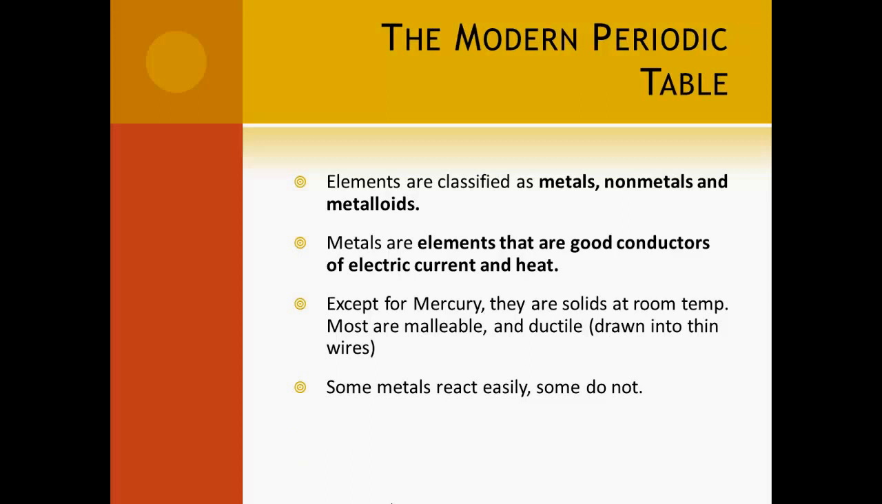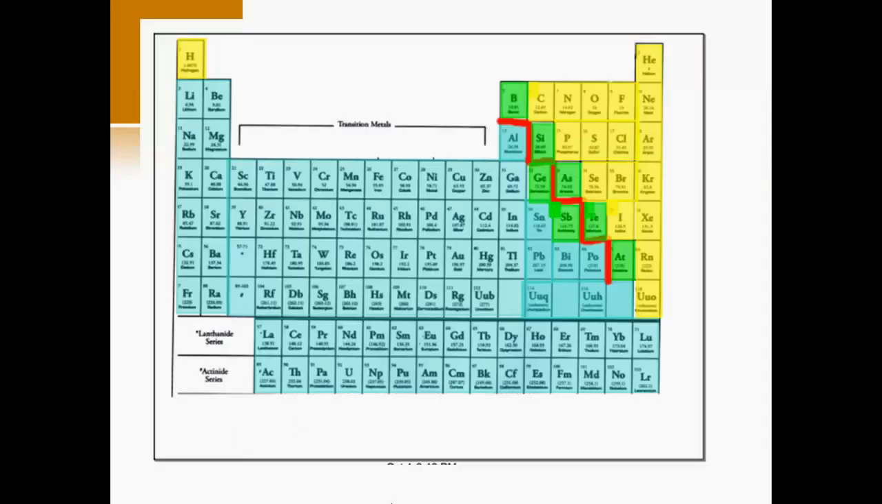Some metals react easily, some don't. When they do react, they react by losing electrons. And remember that when we lose electrons, we become positive. So most metals will become cations.